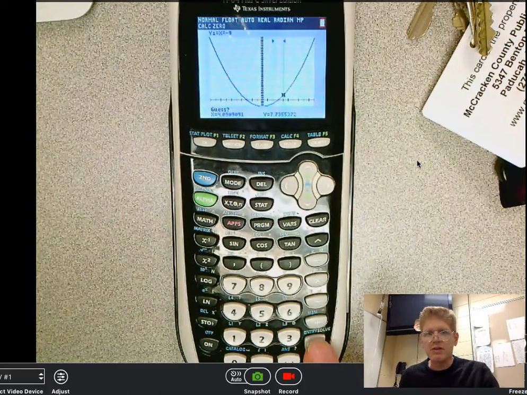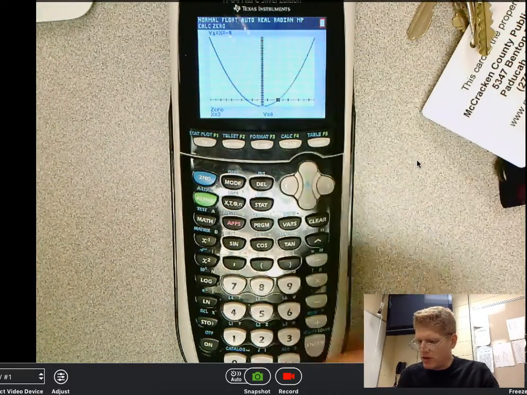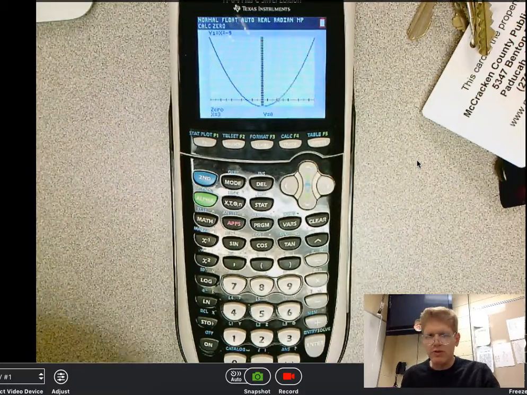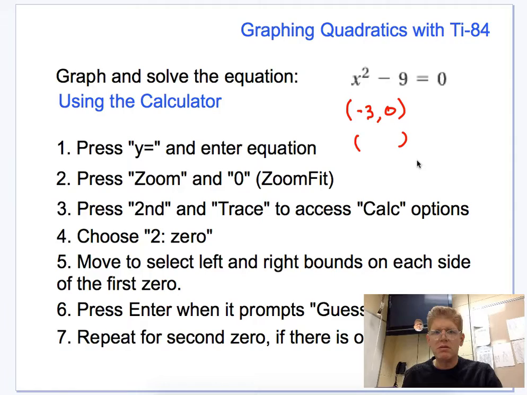It's going to ask me to guess, and I'm just going to press enter. And it's going to give me my second zero, which is an x coordinate of 3 and a y coordinate of 0. And that is the solution to my quadratic. It's going to be 3, 0. And those are the 2 solutions to our quadratic. That's it.